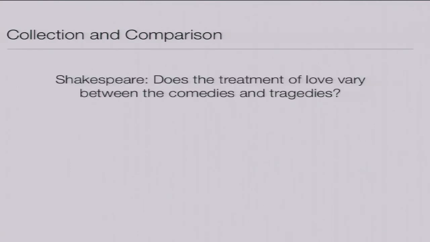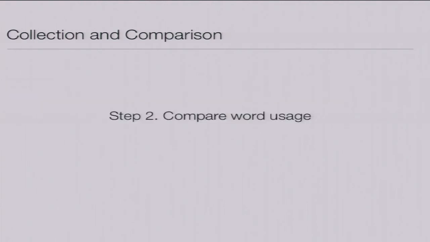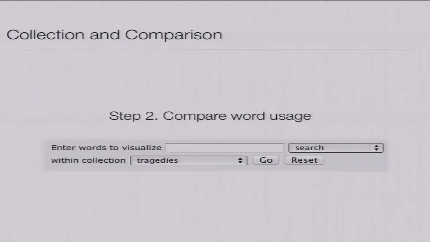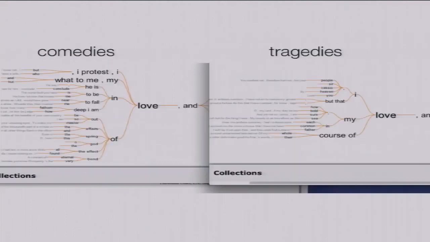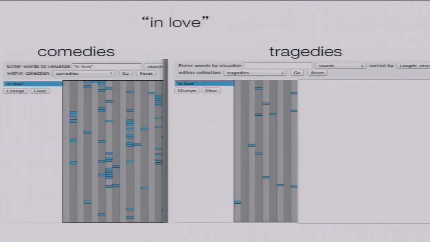We also want to support collection and comparison. And so, for example, does the treatment of love vary between the comedies and the tragedies? They're not about love, they're about different things, or the comedies and the histories. So we can compare word usage, say, in the tragedies to the comedies. And here we're showing a variation of a word tree that shows, for love, the phrases that come before it and after it, so that the user can compare that. And similarly, we could show a heat map where the words in love occur in the different comedies and tragedies, so you can formulate hypotheses about that.